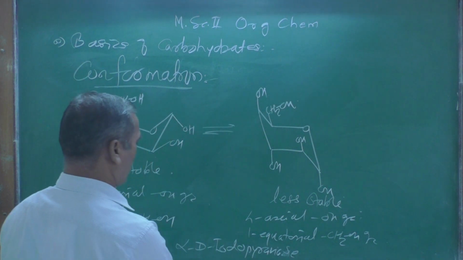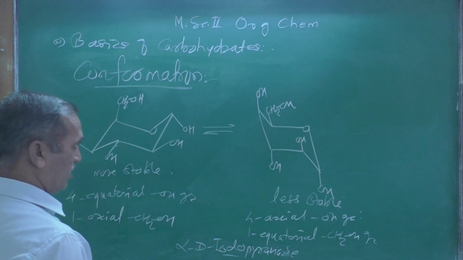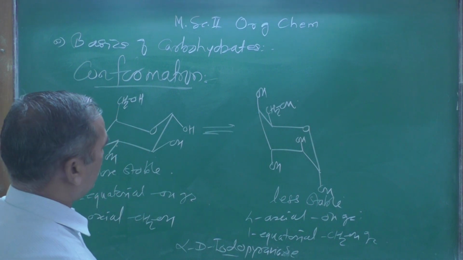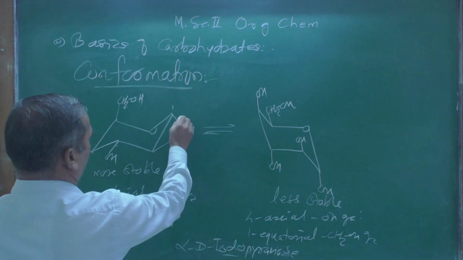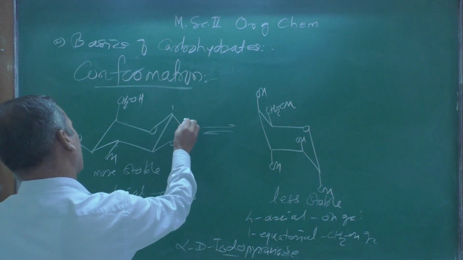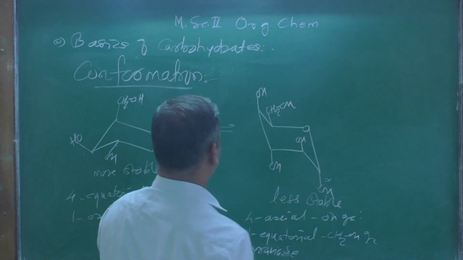This is a structure of idopyranose. Why is the structure of alpha D idopyranose more stable? Because at the anomeric carbon atom, that hydroxy group is at alpha position, and this hydroxy group is also at alpha position.